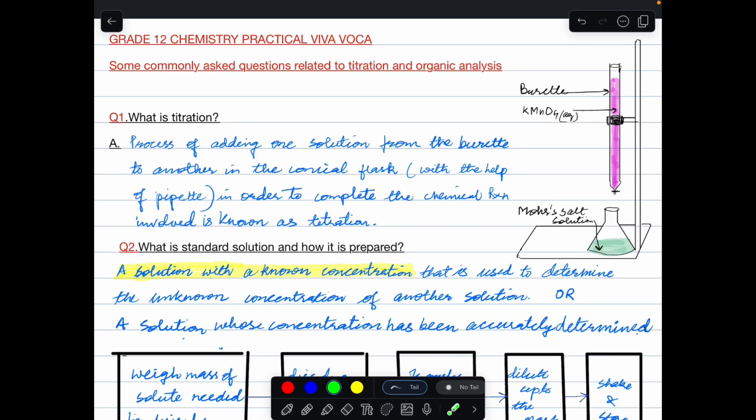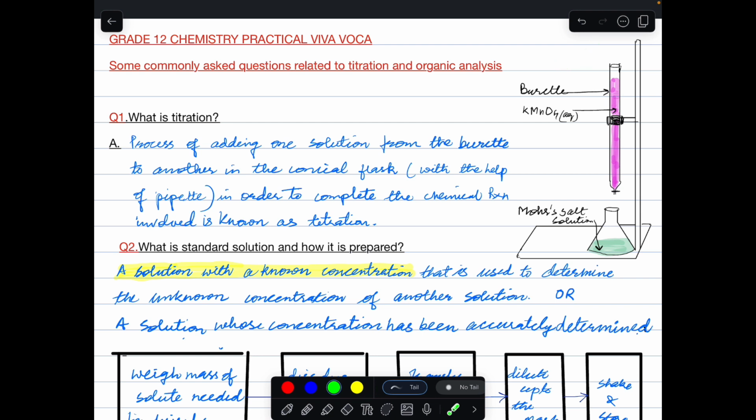We will discuss answers for some questions related to titration and organic analysis for chemistry practical viva. And the very first question is, what is titration? You have done titration where your potassium permanganate and Mohr's salt are treated with each other, and this is the apparatus that you have used.